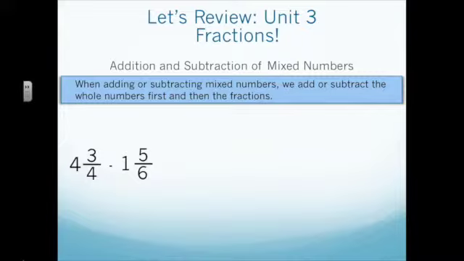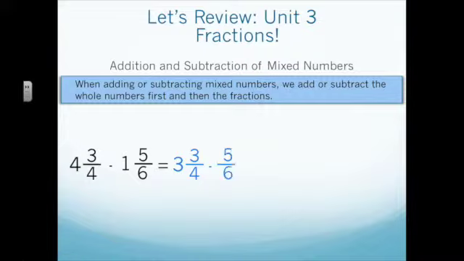The first thing I'm going to want to do is subtract my whole numbers. 4 minus 1 equals 3. So I've just subtracted my whole numbers. Now, you'll notice I keep the fraction part the same. So I've subtracted 4 minus 1 equals 3, and then I'm keeping my 3/4 on my first fraction. So now I want to take 5/6 away from 3 3/4.